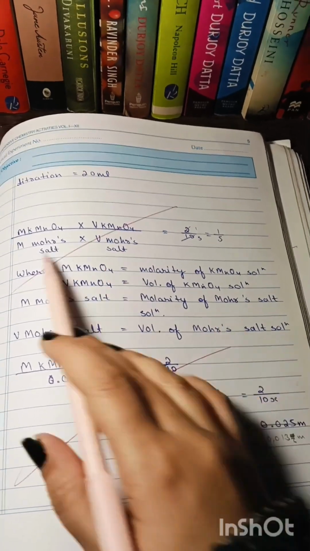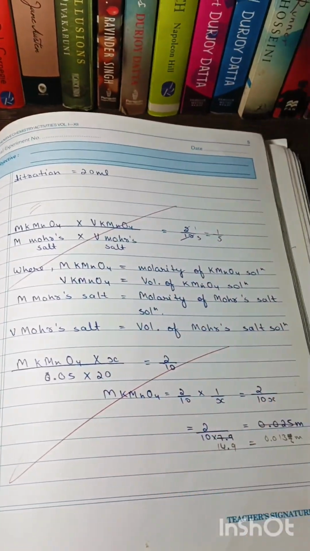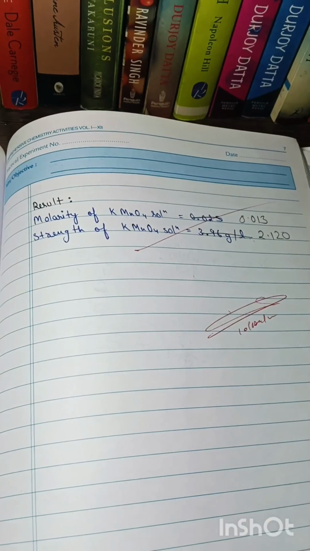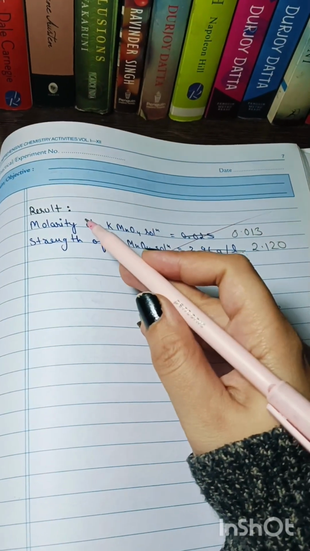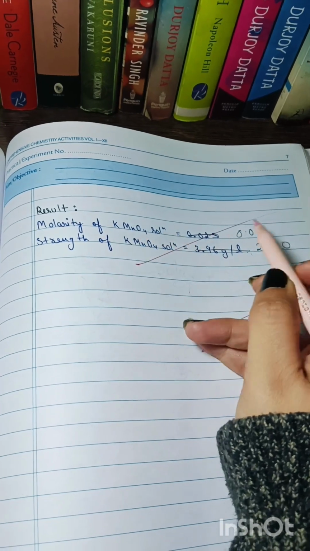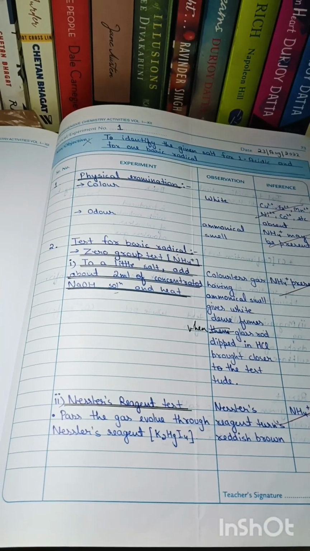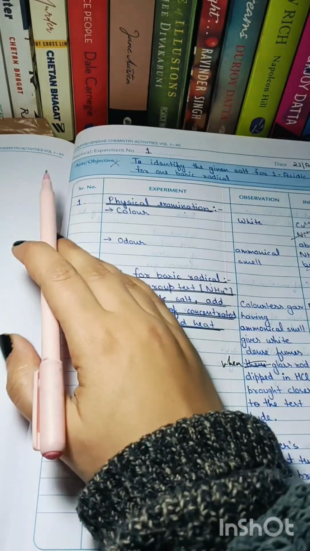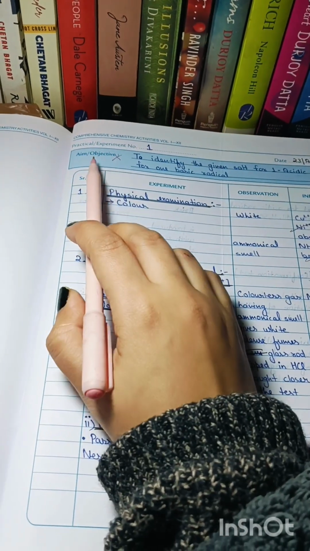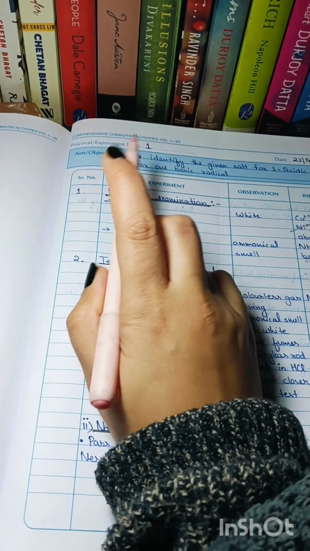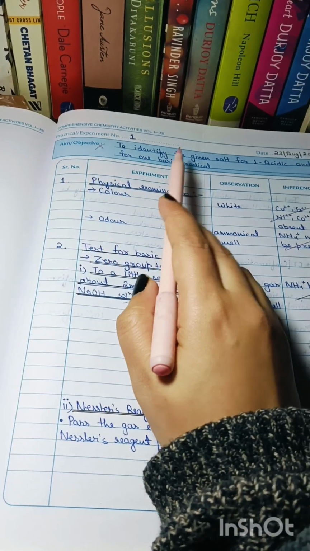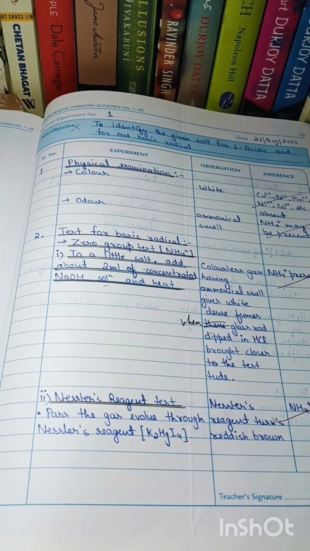Then again, the calculation part, again very, very important. And finally, the result: the molarity of KMnO4 and the strength of the KMnO4 solution. After the completion of the first answer, you will go with answer number 2. Leave a line and then write answer number 2. No need to write the aim or objective because you have already mentioned that in your question number 2.